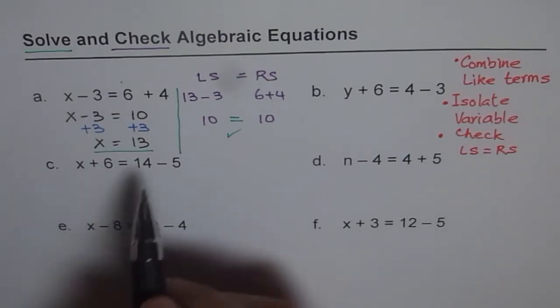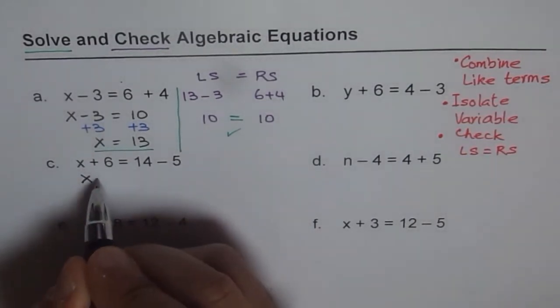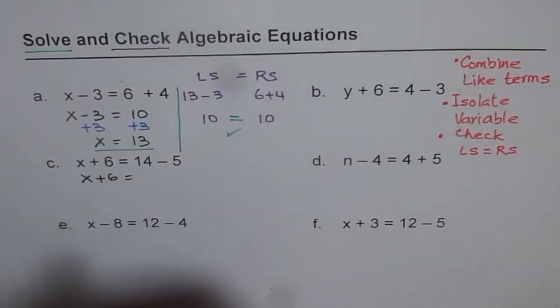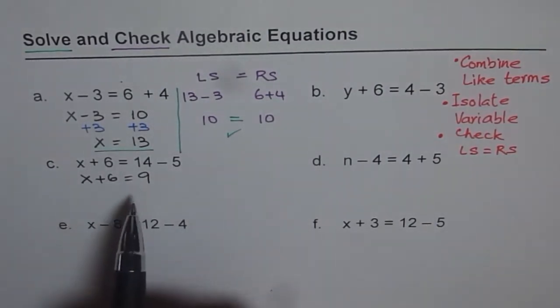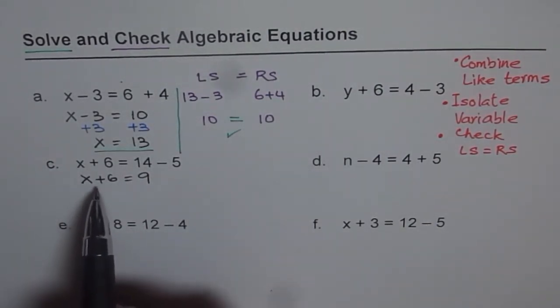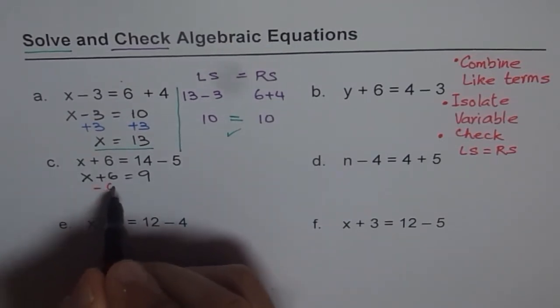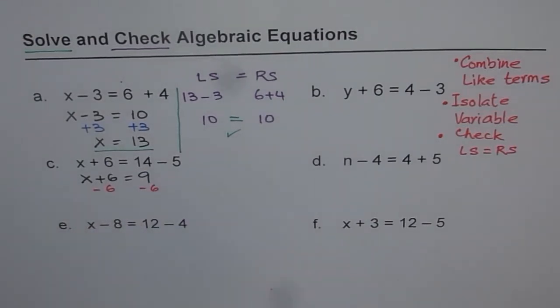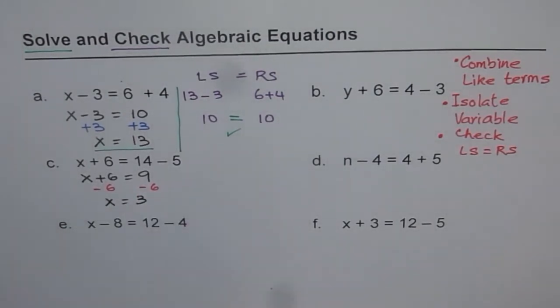Now 14 minus 5 is like terms. We'll add, subtract in this case. 14 minus 5 is how much? It is 9. Okay. So now we get our general equation. Simple. X plus 6 equals to 9. To solve this, we have to get rid of 6. We'll take away 6 from both sides. If we take away 6 from both sides, we get x equals to 9 minus 6 as 3.